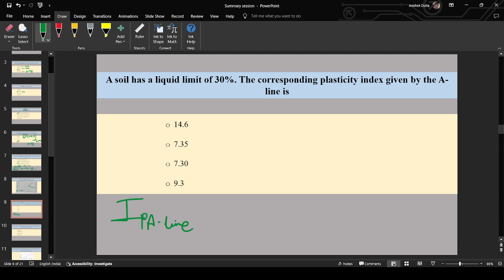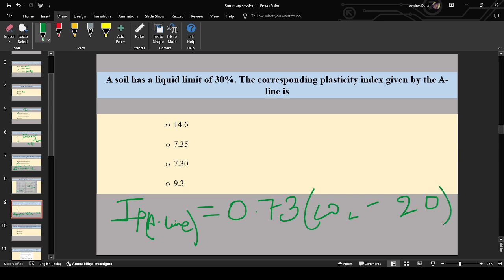IP, as per the A line, is equal to 0.73 into liquid limit minus 20. So what is the liquid limit? It is 30 minus 20, which is 10. We get a value of 0.73 into 10, it is 7.3. That is 7.3. So whenever we are asked to find the plasticity index by the A line, it is a boundary condition between the organic and the inorganic soil.